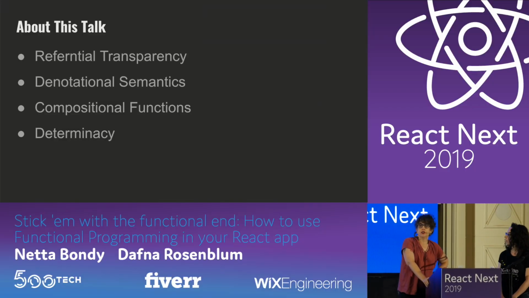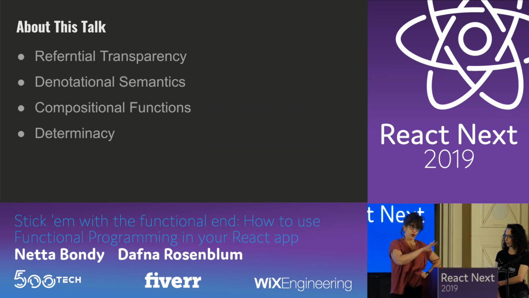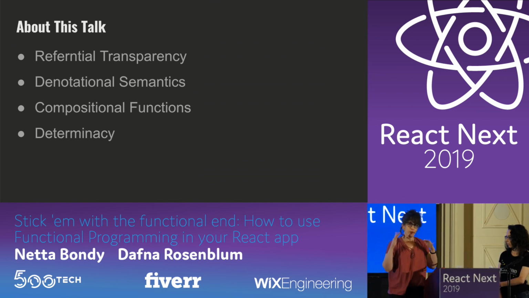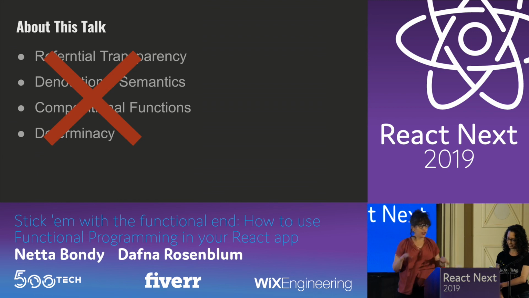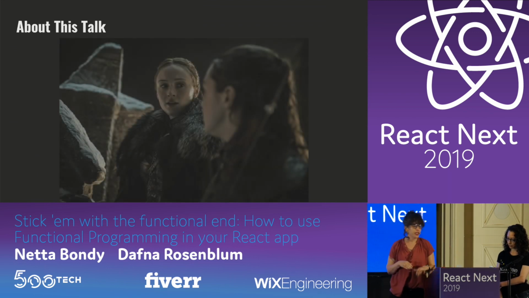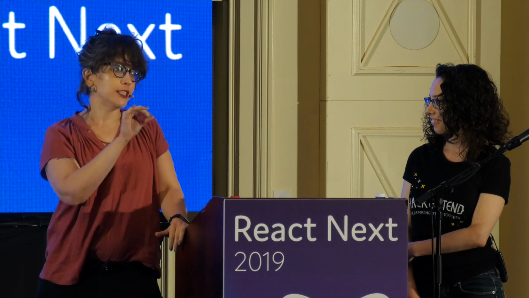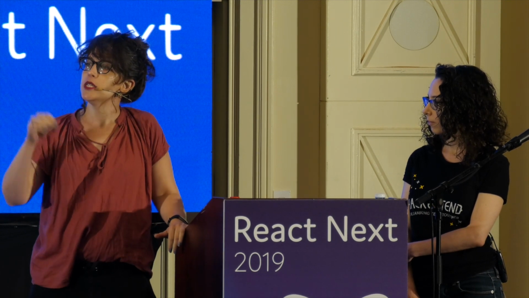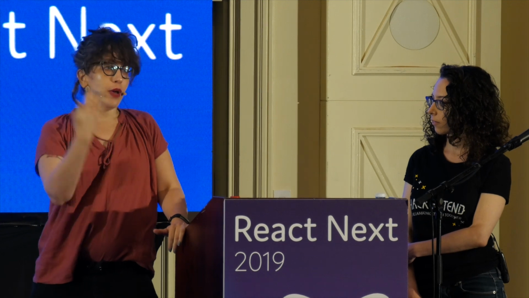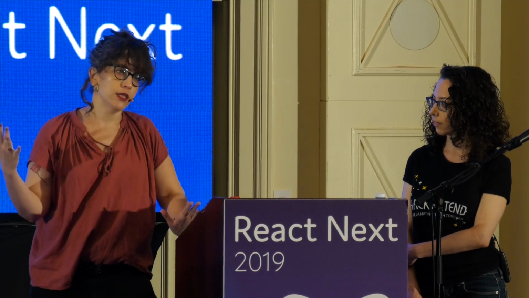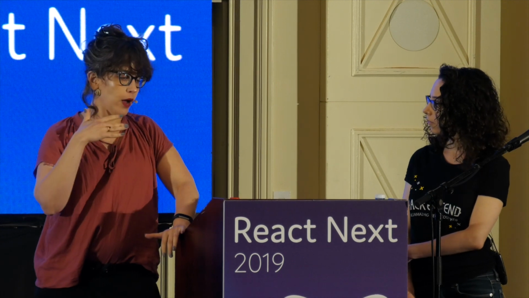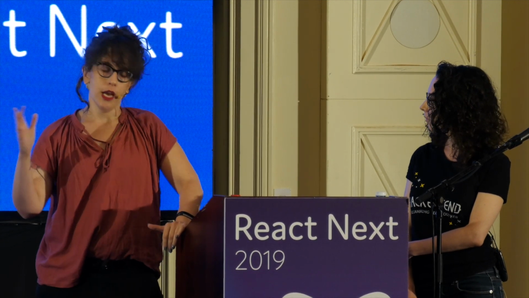So today what we want to do is cover some basic concepts in functional programming. We're going to talk about referential transparency, denotational semantics, compositional functions. I'm just kidding. Breathe. We're going to cover these, but what we really want to talk about is sticking them with the pointy end. That means straightforward, practical things that you can do in your React apps today to make them more functional and get the benefits of functional programming, which include reduced complexity, more declarative code, better testability, and so on.